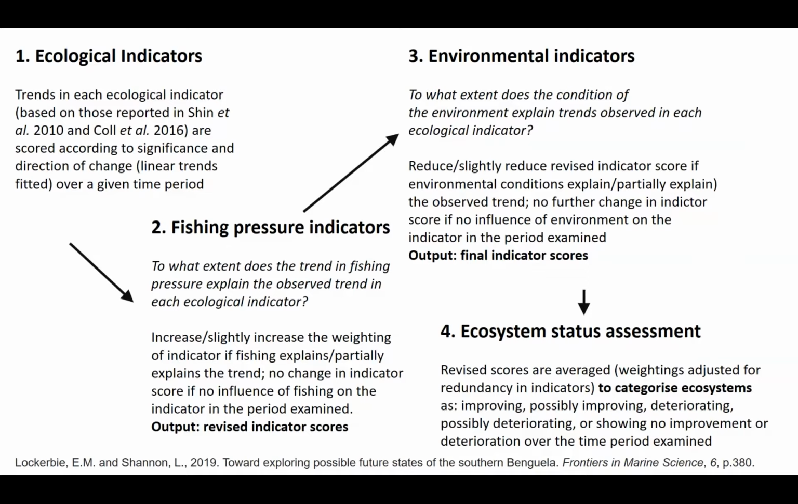So we try to categorize ecosystems in terms of: are they improving? Are they deteriorating? Are things going along relatively normally? And then this information is what we can then give to the decision makers, to the managers, to the stakeholders.